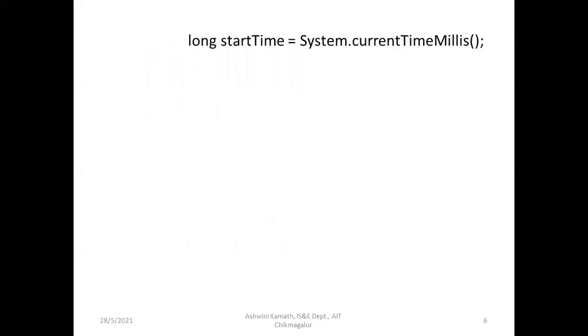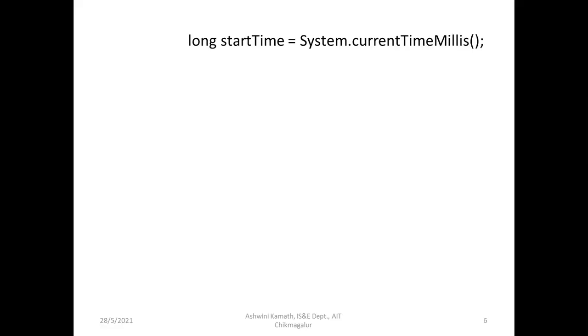Then we have to check the timings, right? How much time it will take, we have to check that. So for that, long startTime is equal to System.currentTimeMillis. Don't give space in between while typing this. currentTimeMillis is a function which is present in the System class. It will read the current system time.